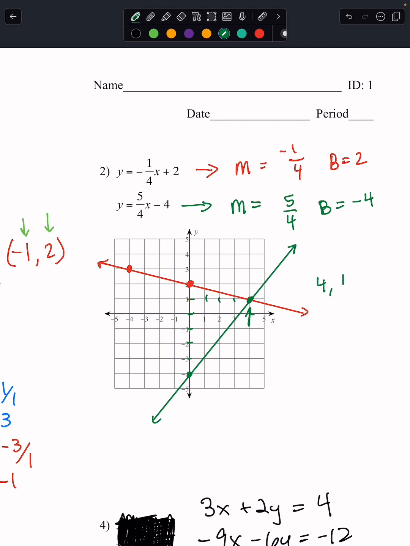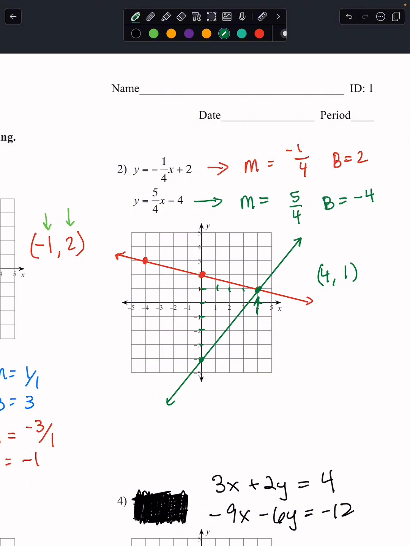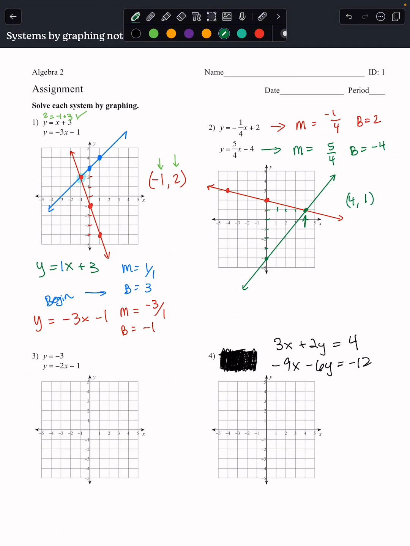So far, so good, hopefully. If not, you can always pause the video, go back, rewind it. And again, this is some basic graphing.